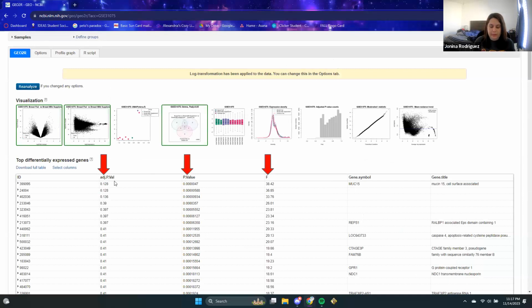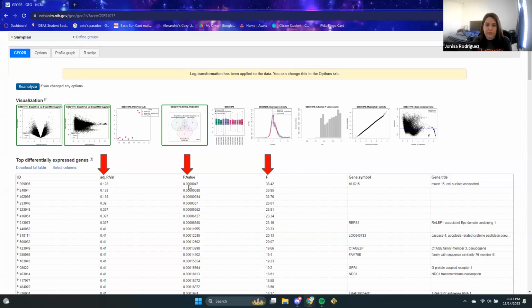After you look at the graphs, you have these three columns that you want to look at: the adjusted p-value, the p-value, and the F. Because there were multiple samples, we are actually going to be looking at the adjusted p-value, because this one accounts for the multiple testing that we've done. Since 12 infants were tested for this analysis, this is the adjusted p-value that we want to look at.